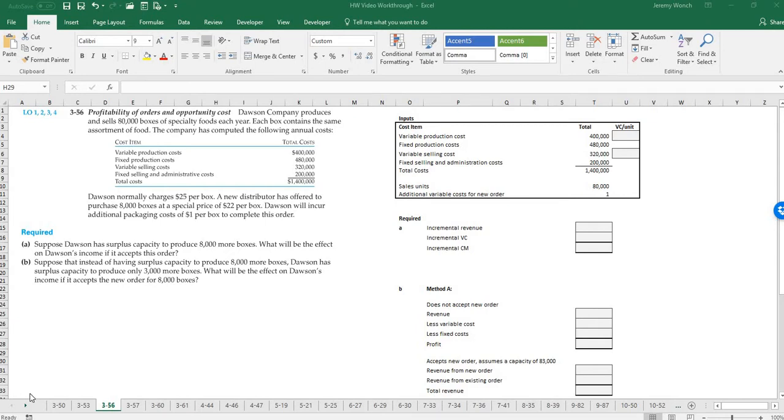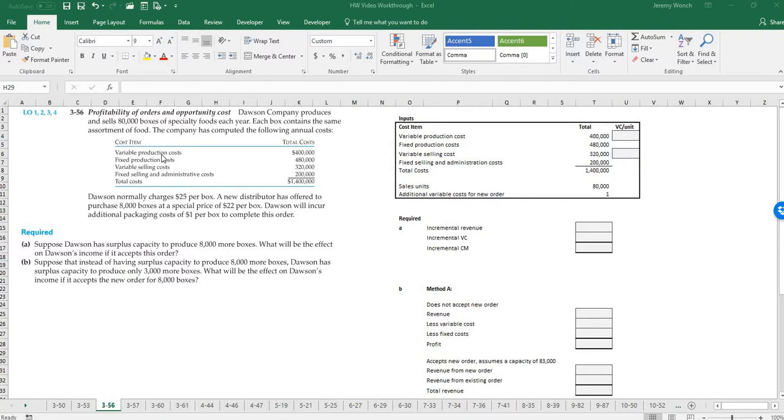Alright, next up is problem 356. And so that's looking at the profitability of orders and opportunity cost. In this problem, we have a company that produces and sells 80,000 boxes of specialty foods each year. Each box contains an assortment of food. And it starts giving us some data for the cost.